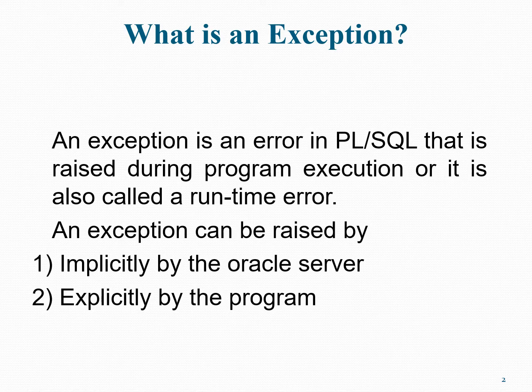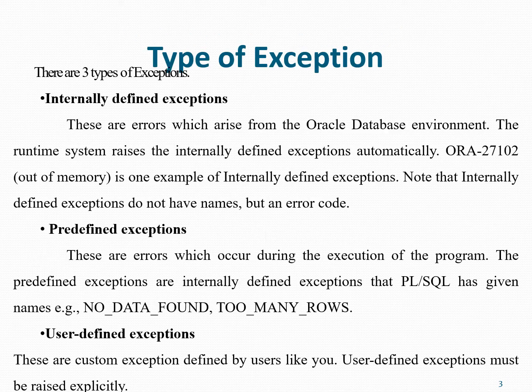So there are two methods through which we can raise an exception. An exception can be raised implicitly by the Oracle server and explicitly by the program. An exception which is raised implicitly is called a system exception, and the exception which is raised by the user is called a user-defined exception. Let's study the types of exception in detail.